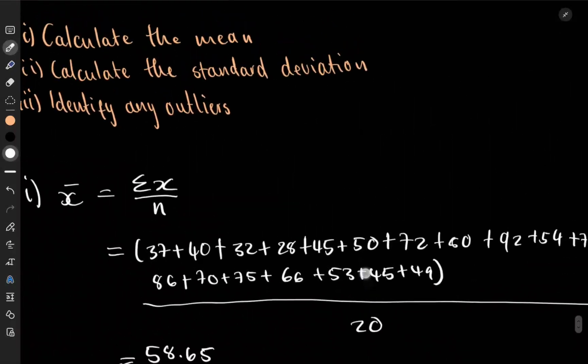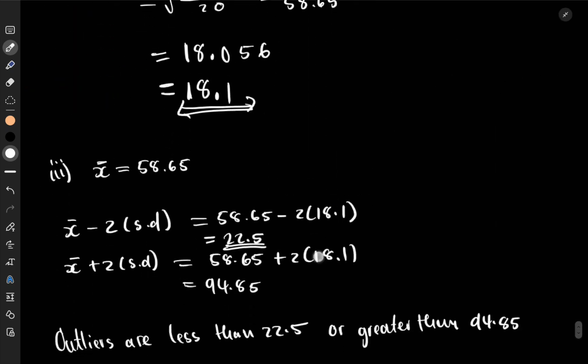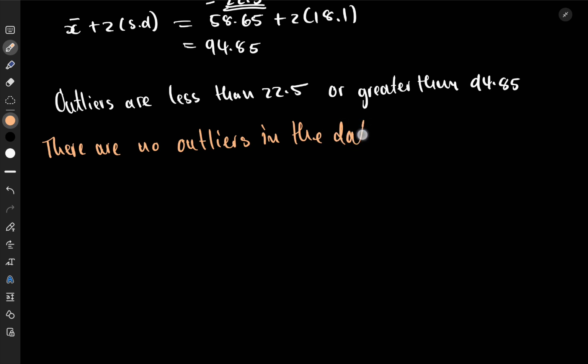So we go to our data. Do we have any value like that? Anything greater than 94 or smaller than 22? I can hardly see anything here. No, so we don't have any outliers. So it means in this data we have no outliers. So if you go 2 standard deviations, your mean is at the center here.